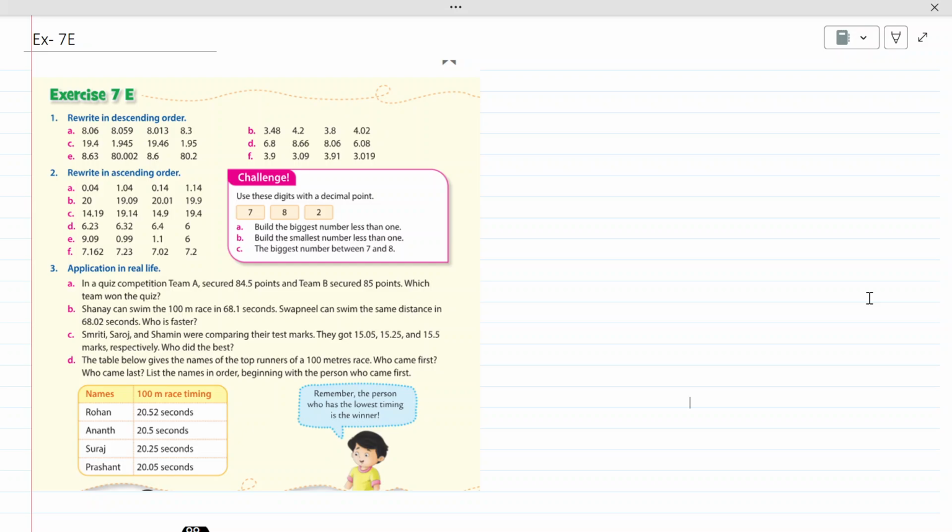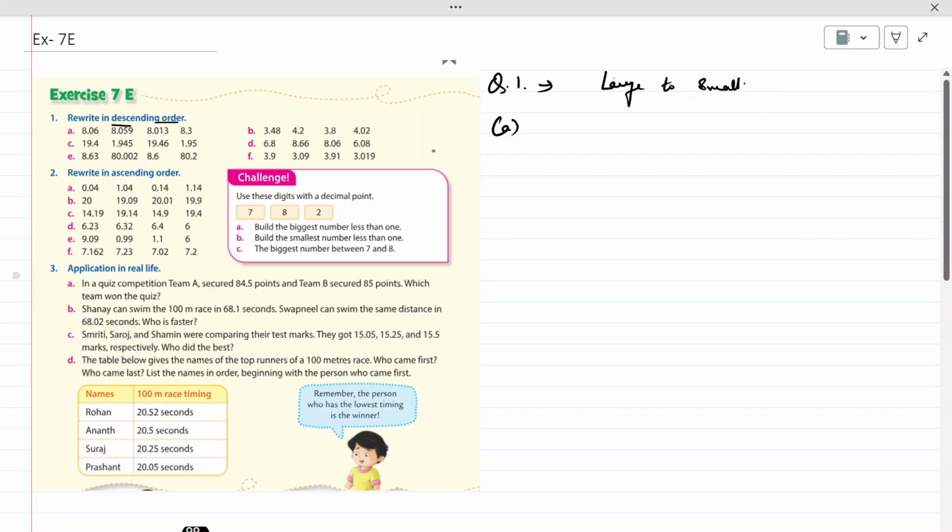Like in the first question, we have to arrange the numbers in the descending order. Let's start with this. Question number 1, where we are arranging the numbers in descending order. And when we say descending order, it means large to small. Okay, from big to small, we have to arrange the numbers.